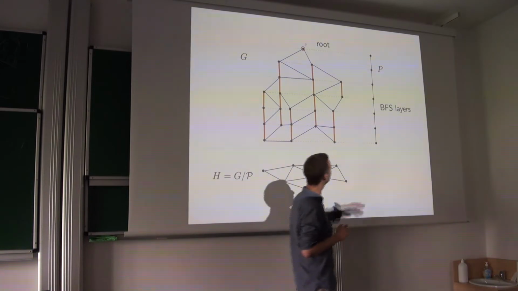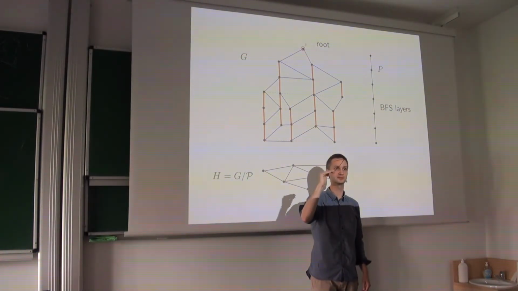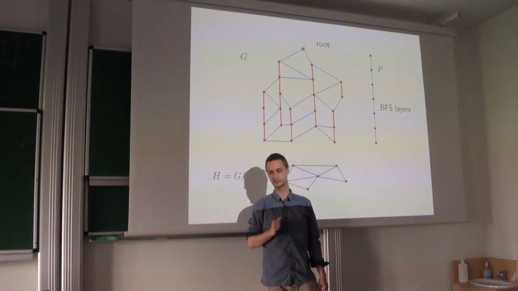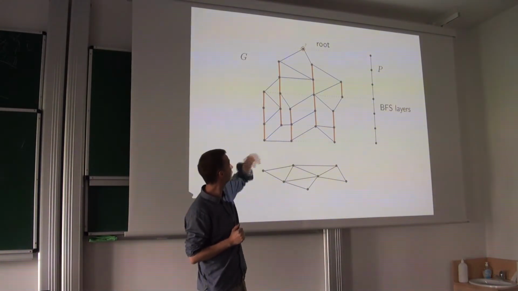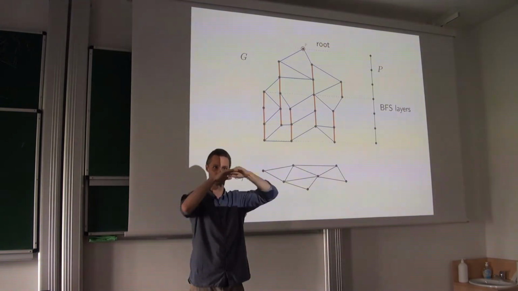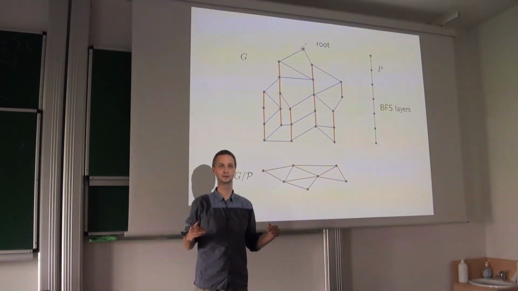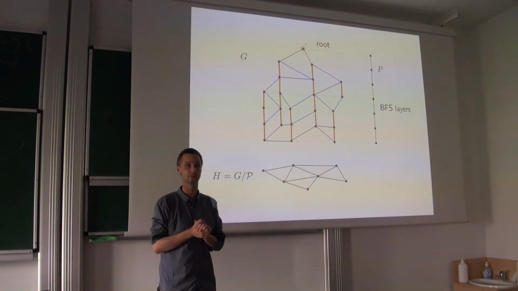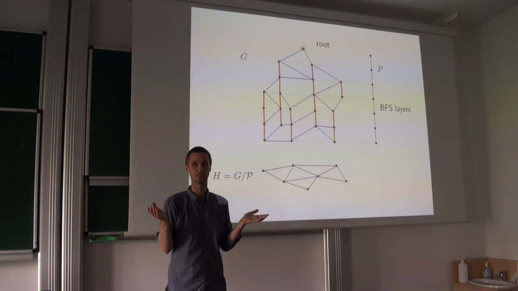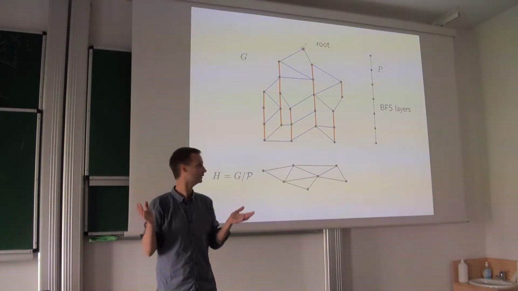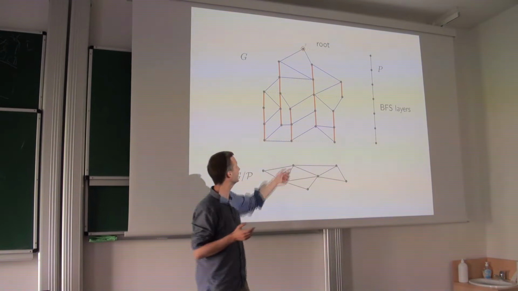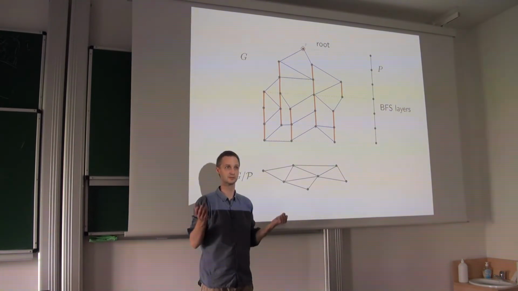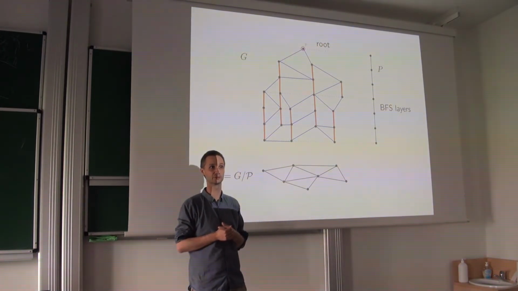Now, what about P? Well, P will model the layers of my BFS tree. I have one vertex in P for every layer in my BFS. So the top vertex of P will correspond to the root of my BFS, the next vertex to all the vertices at distance one, etc. And now I claim that if you make this choice for H and P, then your planar graph is contained in the strong product of these two graphs. To check this claim, you need to check that every edge of your planar graph maps to a vertex or an edge in each of the two dimensions. This is how you check that your edge is there in the strong product.